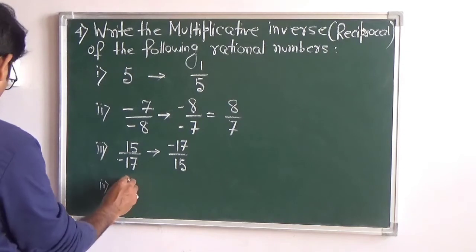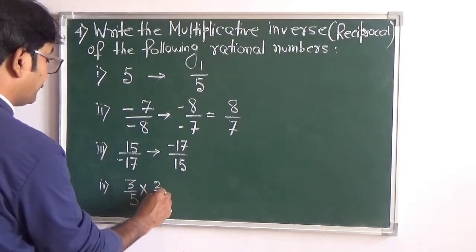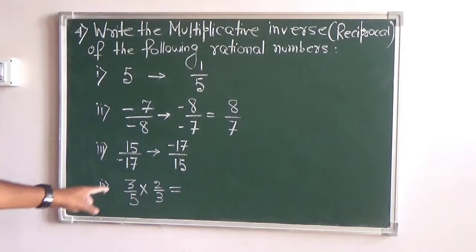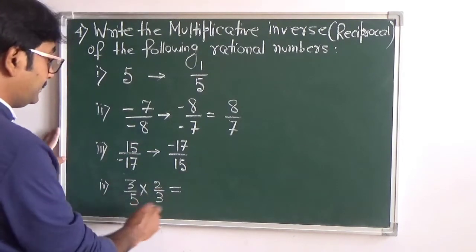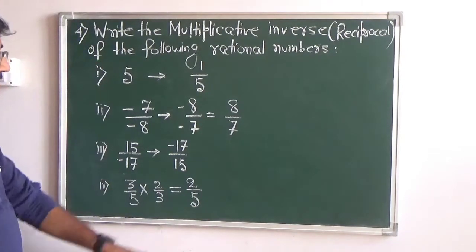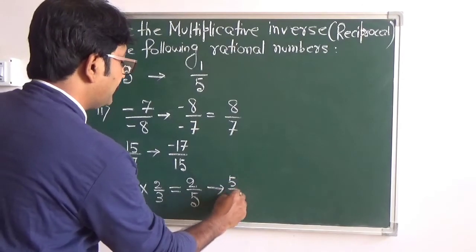Fourth one is 3 by 5 into 2 by 3. So you have to find the multiplicative inverse of 3 by 5 into 2 by 3. First you will simplify it, and here 3 and 3 will cancel out. So it becomes 2 by 5. Now we will find the multiplicative inverse of 2 by 5, and that will be 5 by 2.